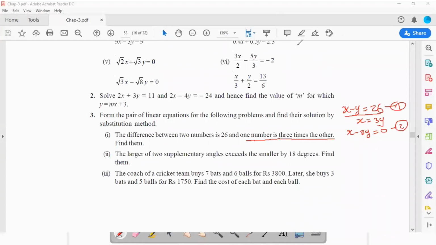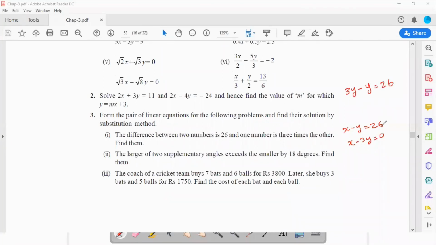And the next question. Second question. Can you tell? Sir, yes. Sir, can we take 3y minus y is equal to 26? Yeah. The first question was x minus y is equal to 26 and x minus 3y is equal to 0. What's your question? Please repeat. Can we take 3y minus y is equal to 26? Yes, we will do so. That substitution we substituted, right? Okay. The second one, I don't find the solution now. I just form the equation. That's what we do now.